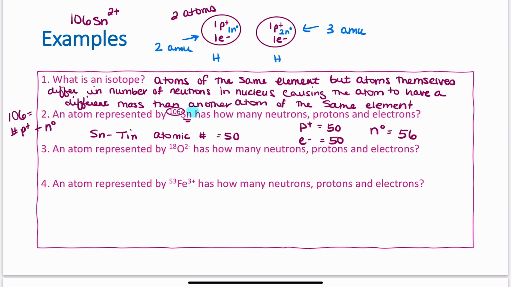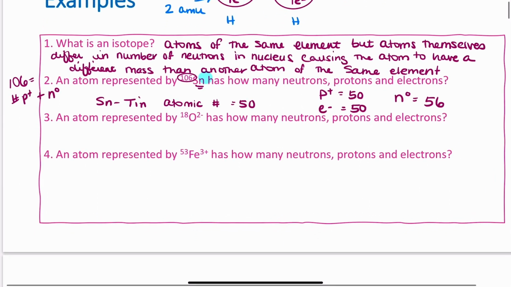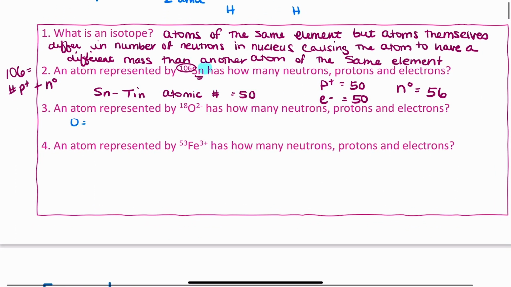Let's work the next example. An atom represented by 18O 2 minus has how many neutrons, protons, and electrons? Well, I know O is oxygen. And when I look at my periodic table, I see that oxygen has an atomic number of 8, which means my protons here are equal to 8. But notice this one does have that charge. I've got that 2 negative charge up there.